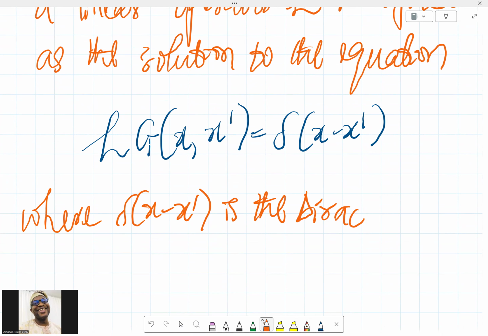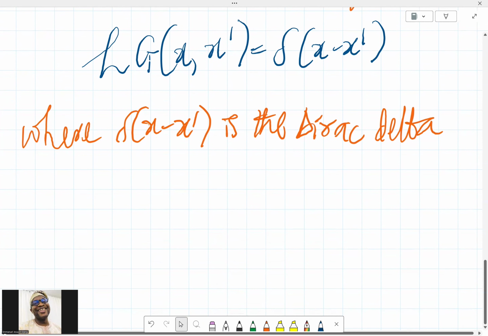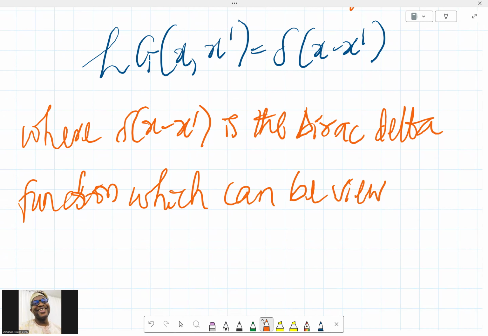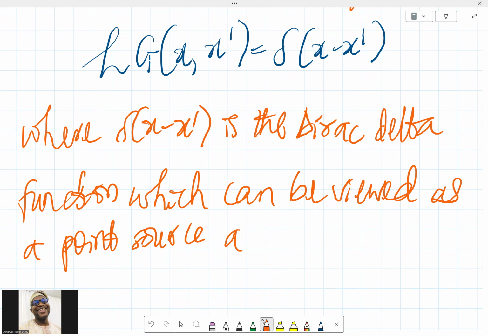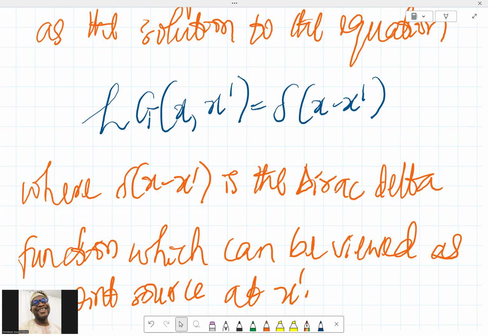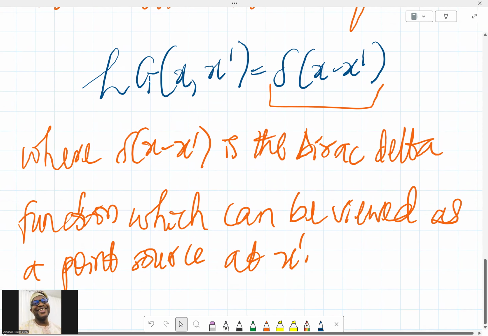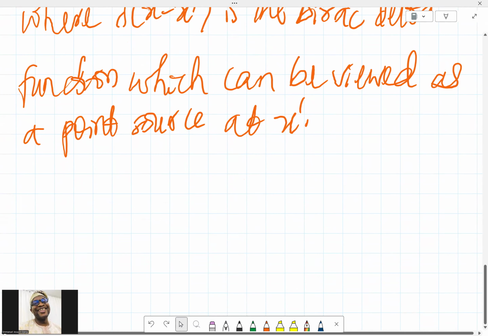We've seen something about this before, I think when we were talking about Laplace transforms: the Dirac delta function, which can be viewed as a point source at x'. And as the equation is written, if this were 0, then that expression would be homogeneous. But because we have the Dirac delta function, it's more like a forcing term, and that is why it's a source term in that situation.